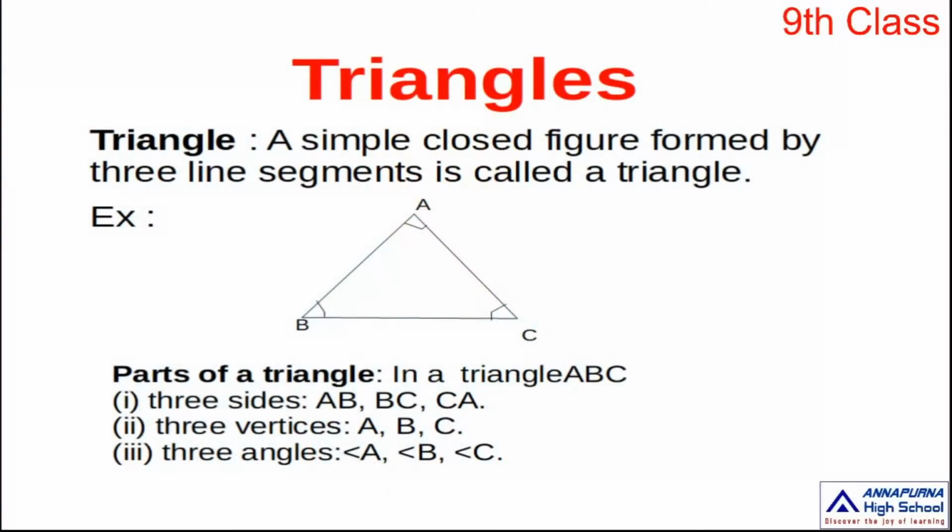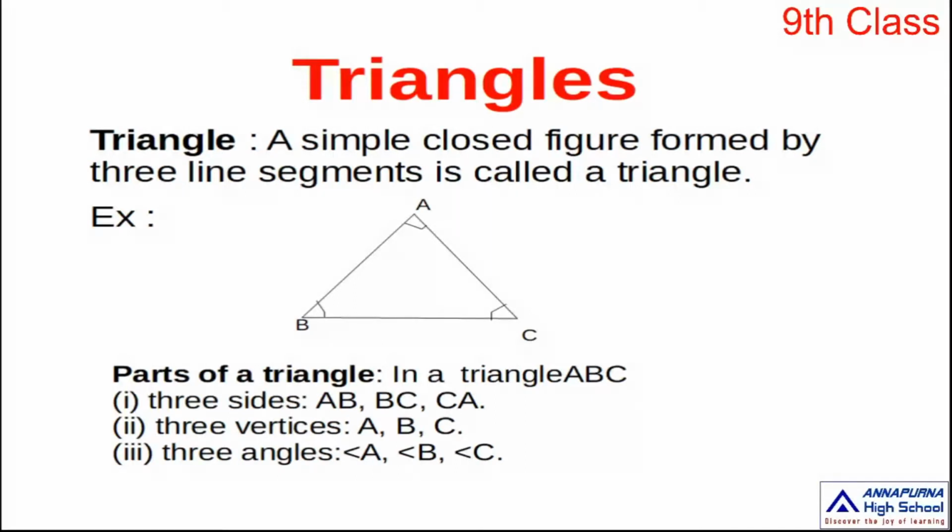First, what is the definition of a triangle? A simple closed figure formed by three line segments is called a triangle. Example, see the figure. ABC is a triangle. What are the parts of a triangle? There are three parts in a triangle ABC.